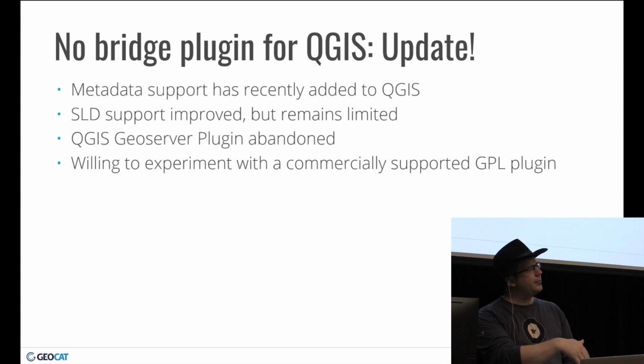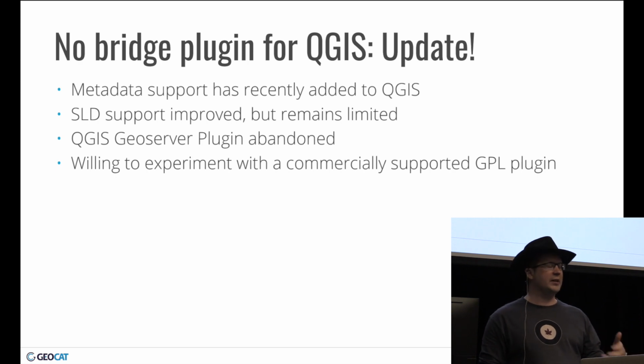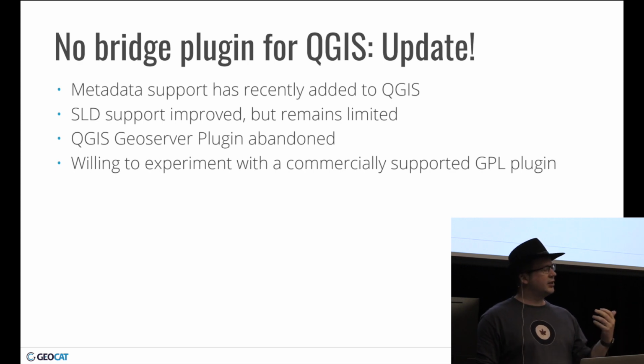So a couple things have happened. Metadata support has recently been added for QGIS, so we now have some of the information we would need to make this one-click publishing possible. The SLD support improved, but it's still very limited. And the QGIS GeoServer plugin has been abandoned. It was done by a company called Boundless, which has been purchased, and so that product's been abandoned. And GeoCat decided that they're willing to experiment with doing a commercially supported GPL plugin.